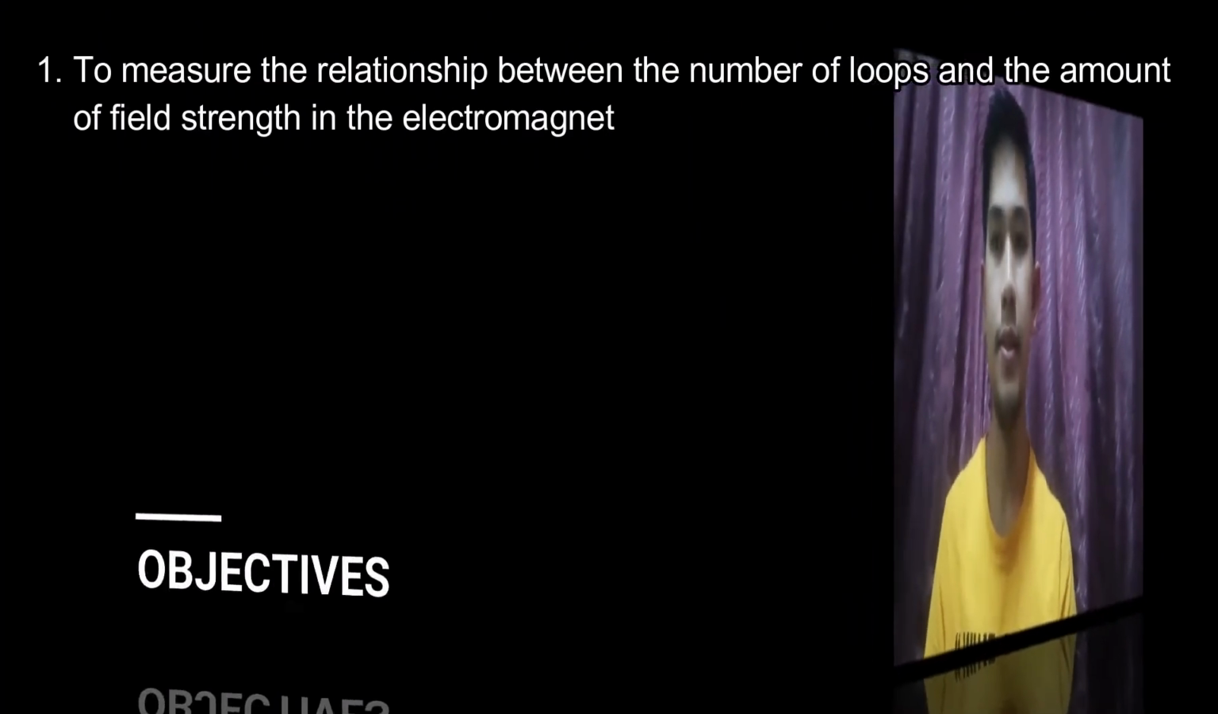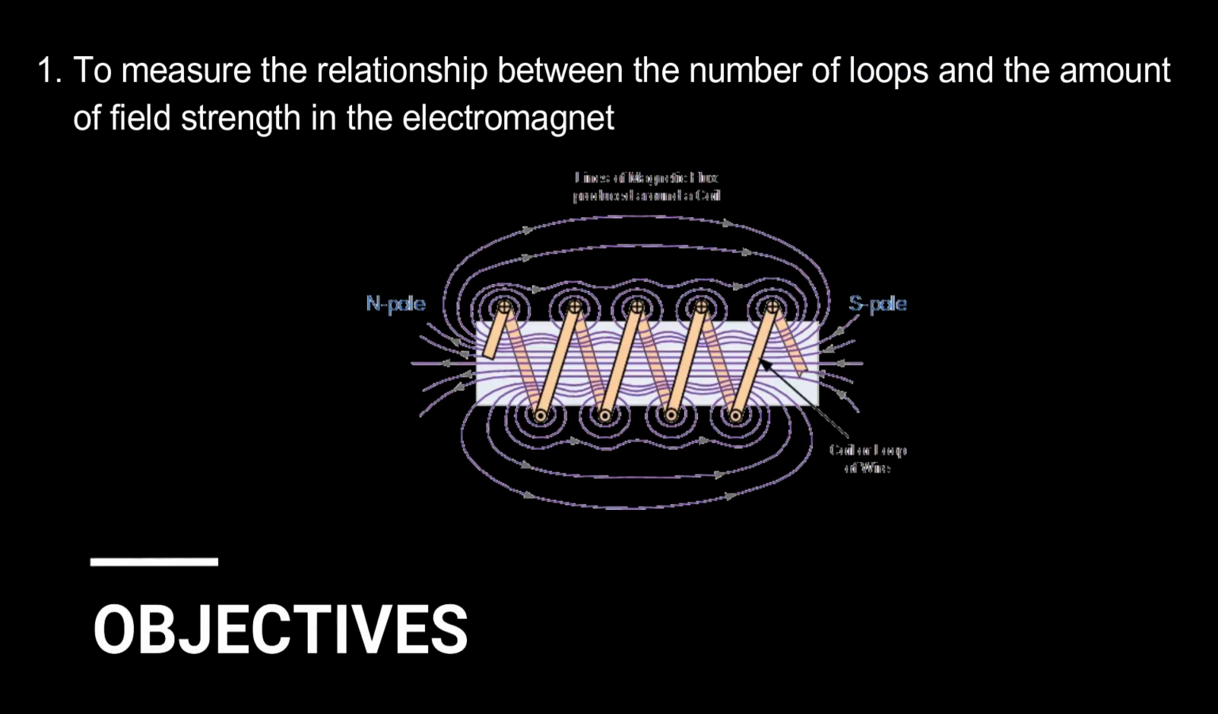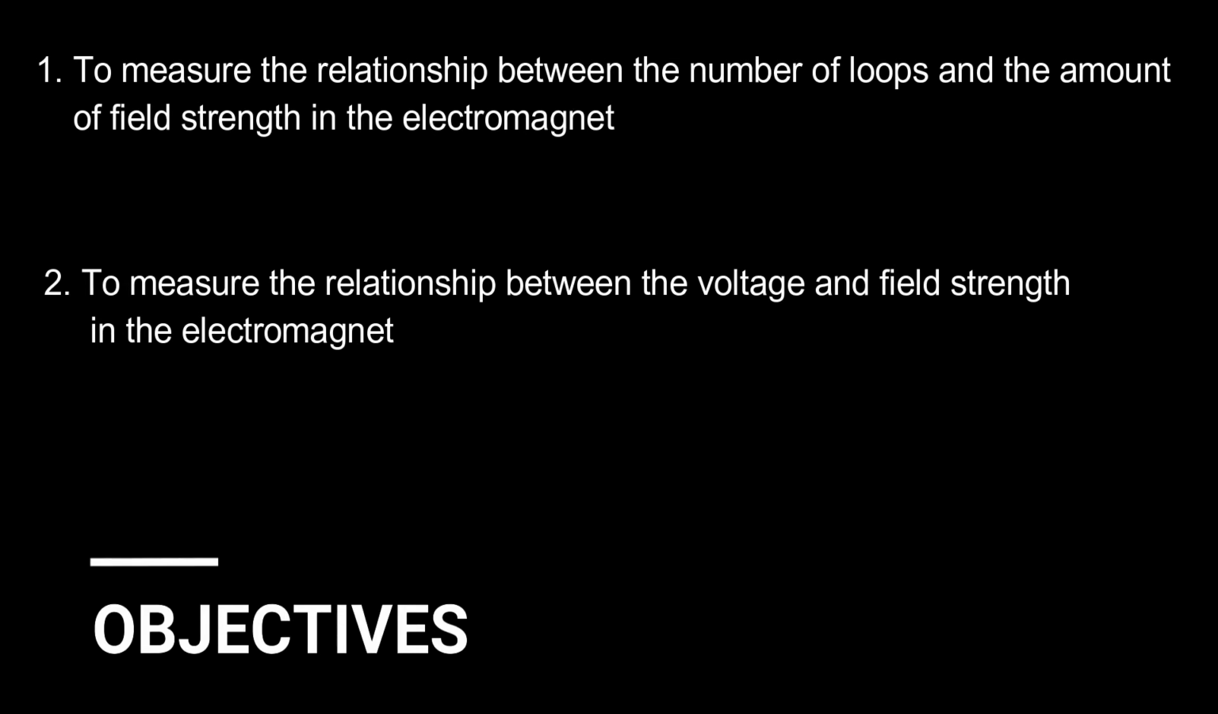So the objective in this experiment is to measure the relationship between the number of loops and the amount of field strength in the electromagnet, and to measure the relationship between the voltage and field strength in the electromagnet.